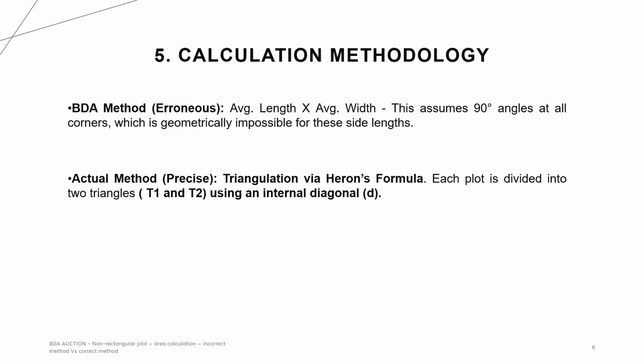Calculation methodology. BDA method is erroneous since it uses average length into average width. The actual method and precise method is using triangulation via Heron's formula. Each plot is divided into two triangles using an internal diagonal.